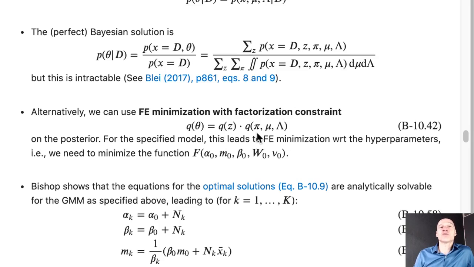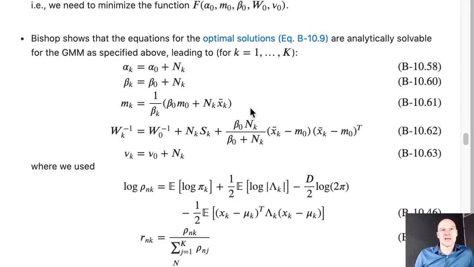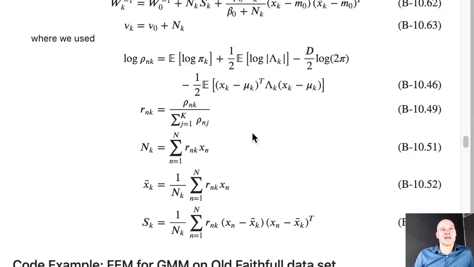In order to come to a solution, it's not necessary to make further factorization assumptions. You can, but it's not necessary, because if you just make this assumption then you can come to analytical answers, right? And Bishop then shows the analytical answers. They are written out here.